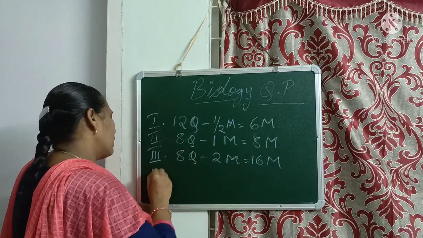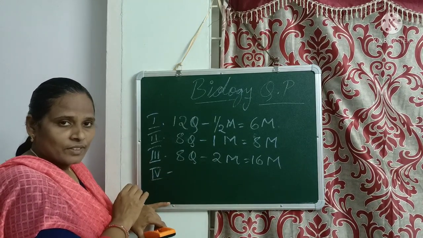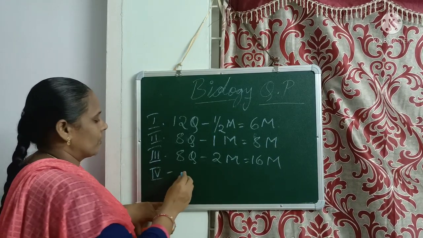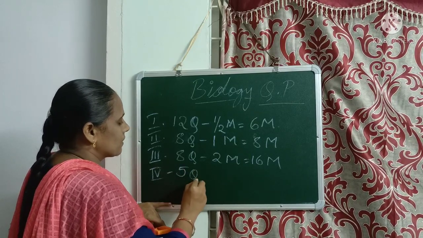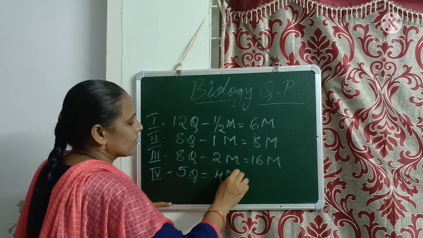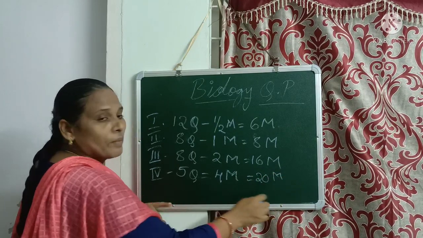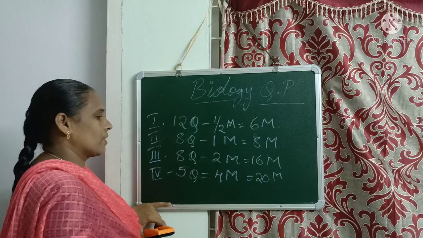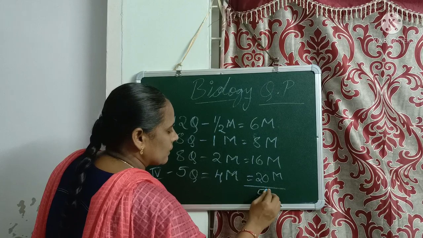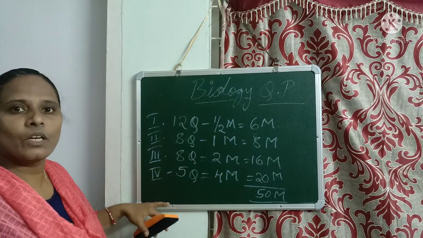Now coming to the last section. This is a very important section, where you have to write essay questions. This section has 5 questions. Each one carries 4 marks, so the total is 20 marks. The total is 50 marks in your biological sciences question paper.